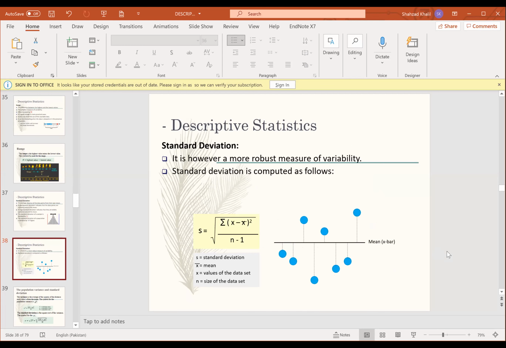So how is it a more robust measure of variability? The formula is given as S equals the square root of the summation of (x minus x bar) squared divided by (n minus 1). S is the standard deviation, x bar is the mean, x is the value in the data set, and n is the number of values in the data set.